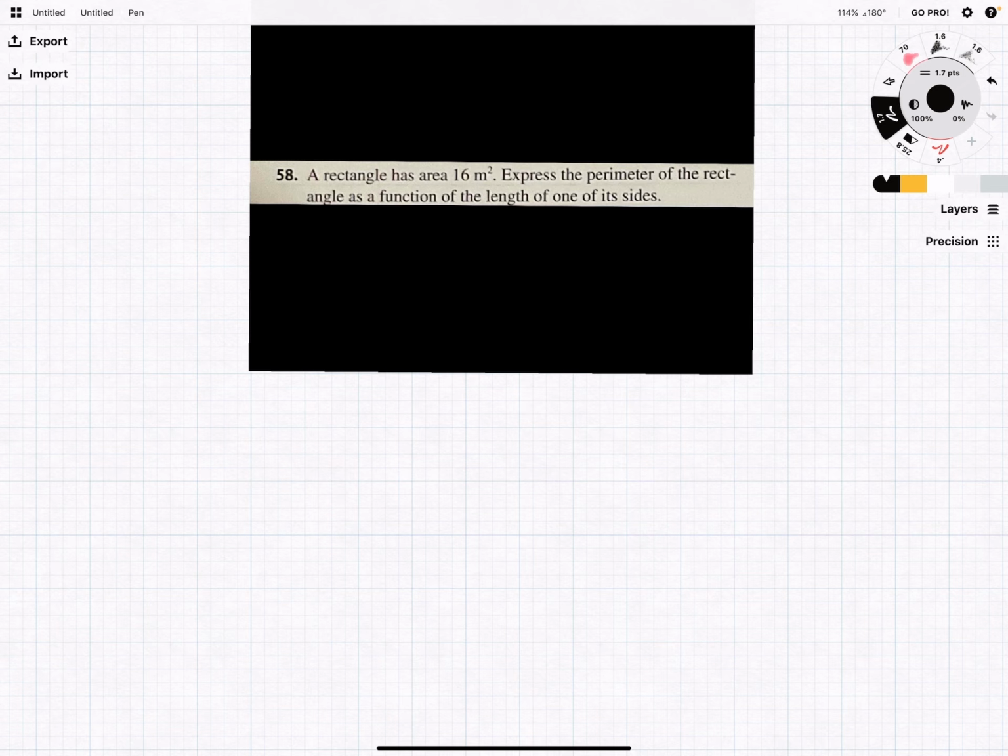This problem is similar in style to 57, but I think it's backwards, and that's one of the major differences between 58 and 57. So here it says a rectangle has area 16 meters squared. Let's go ahead and draw that, just so we can start with some image in mind. We'll have sides x and y. And it says area is 16 meters squared.